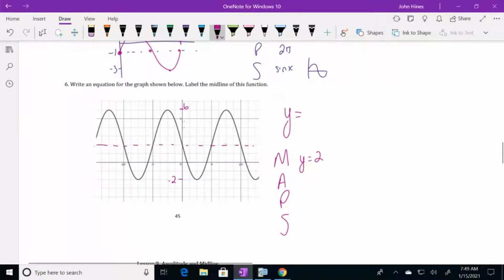The amplitude is from the middle. How far up do I need to go? From the middle, it's the length of that peak there. So the amplitude appears to be 4.